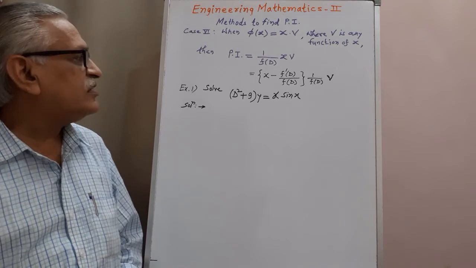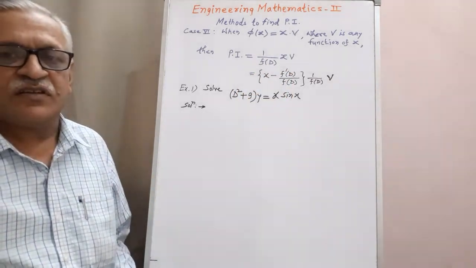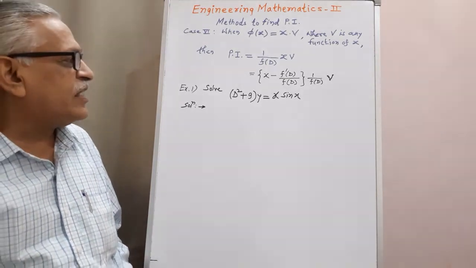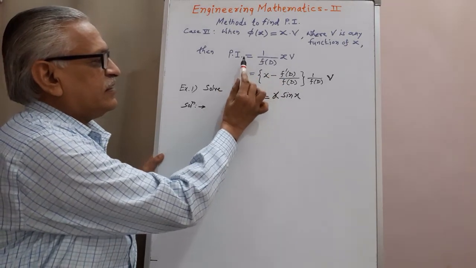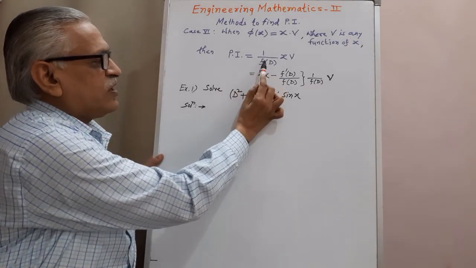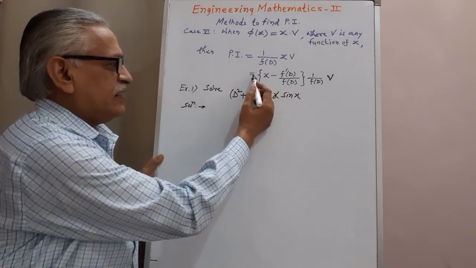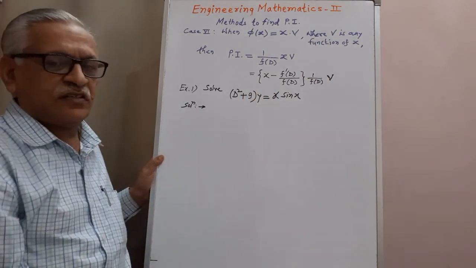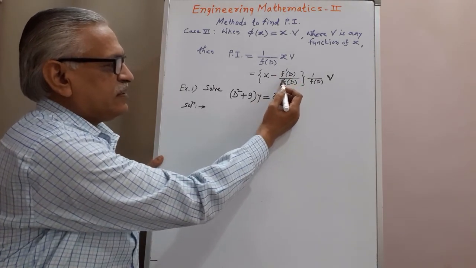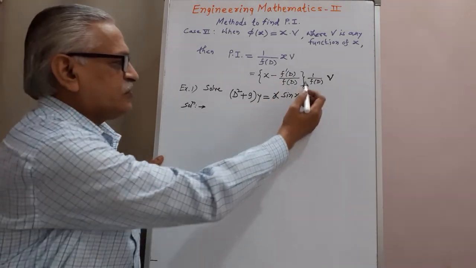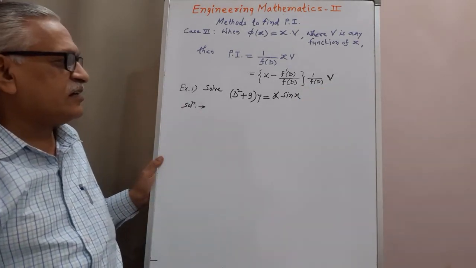Case number 6, when function phi of x is in the form of x into v, where v is any function of x, then a particular integral by the inverse operator technique is given by PI is equal to 1 upon f of D operated on x into v, and it is equal to the result of the formula: x minus f dash of D divided by f of D, into 1 upon f of D operated on v.